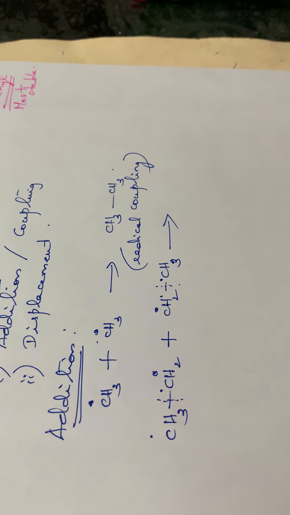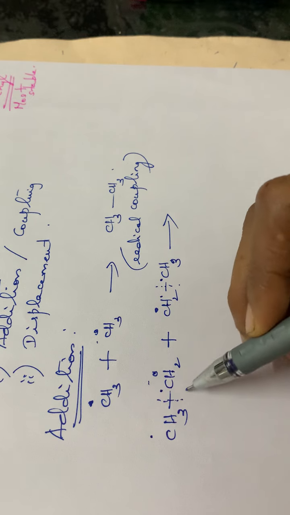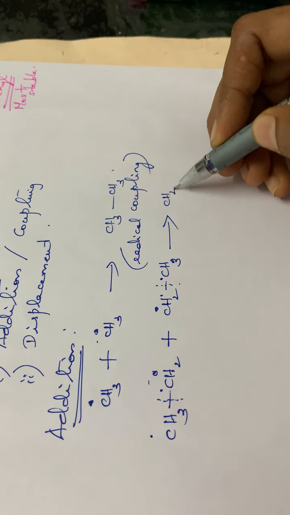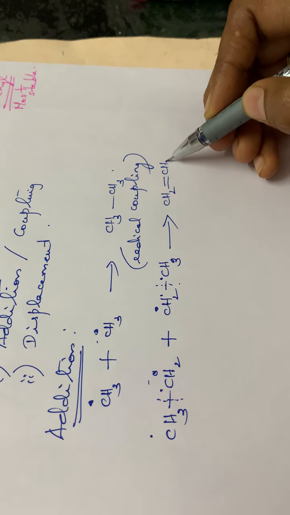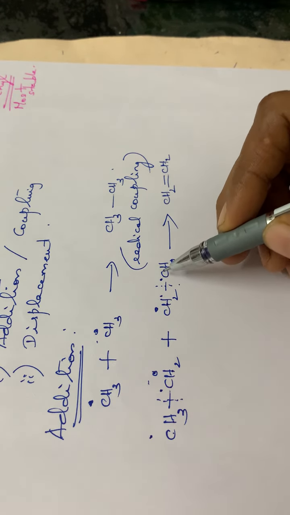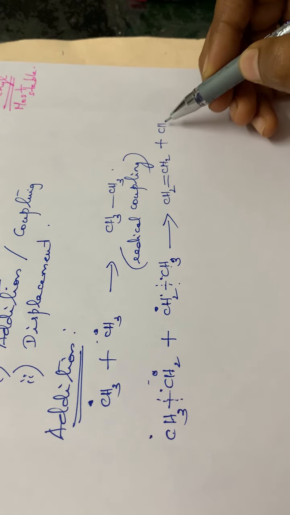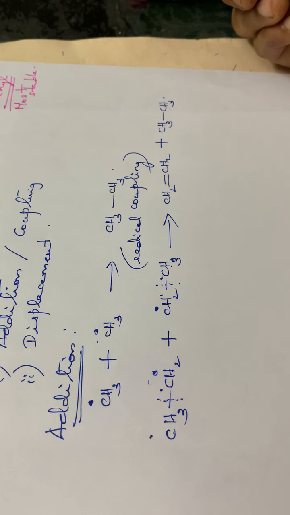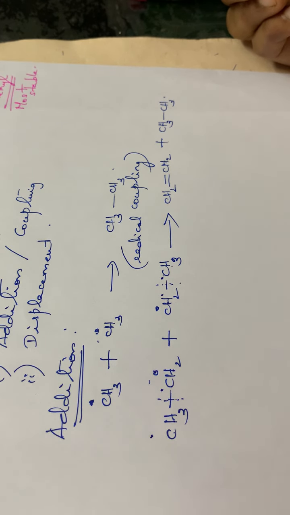This methyl group will be having one electron. So this CH2 with two dots and this CH2 with two dots will be joining to form CH2 double bond CH2. And again the remaining part will be CH3 dot plus CH3 dot, so it will be forming CH3 single bond CH3.